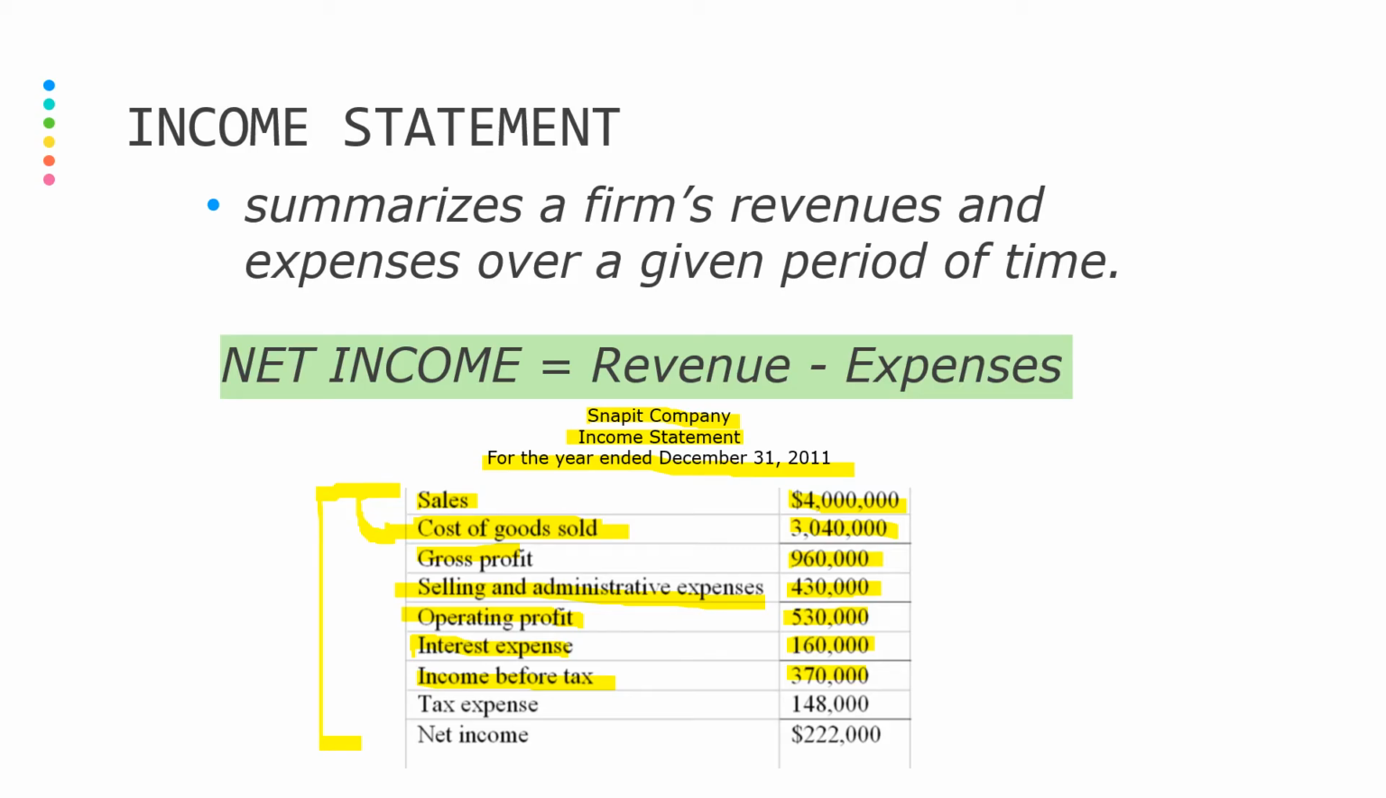The tax expense here is the amount of taxes owed by an individual, corporation, or other entity to a taxing authority. So here, Snapit company has a $148,000 tax expense. So here, we get the net income. We have here a $222,000 net income. Net income is the company's total profit after deducting all business expenses. So here are the business expenses that the company has incurred.